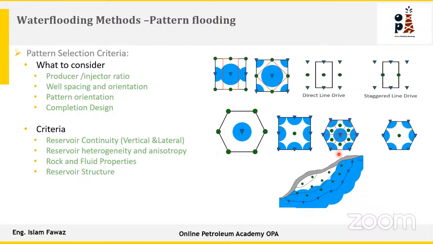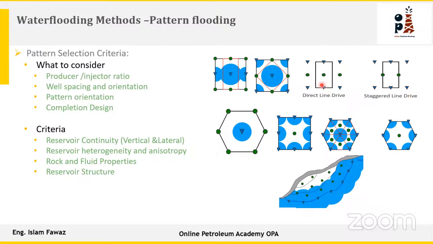If your reservoir has anisotropy, and every reservoir is anisotropic, in the rock and the flow properties, you have to keep this in your mind, along with the structure of the reservoir. As you see here, these are the types of patterns: we have 5 spot, we have direct line, and we have a staggered line.